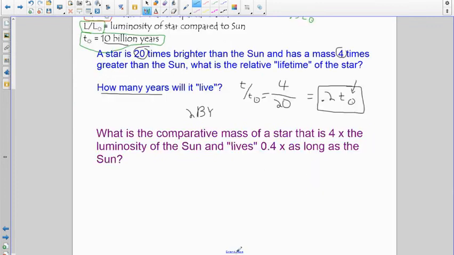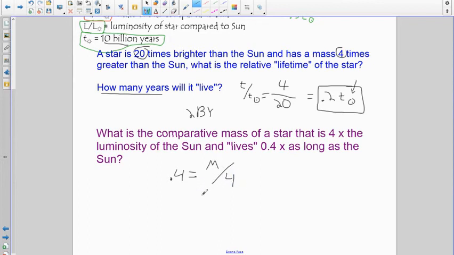And then coming to this one, what is the comparative mass of a star that is 4 times the luminosity of the sun and lives 0.4 times as long as the sun? So I would simply say 0.4 for the lifetime of the star compared to the sun is equal to the M, which I don't know. So I'm just going to put M divided by, and then the luminosity, it's 4 times the luminosity, so 4 here.